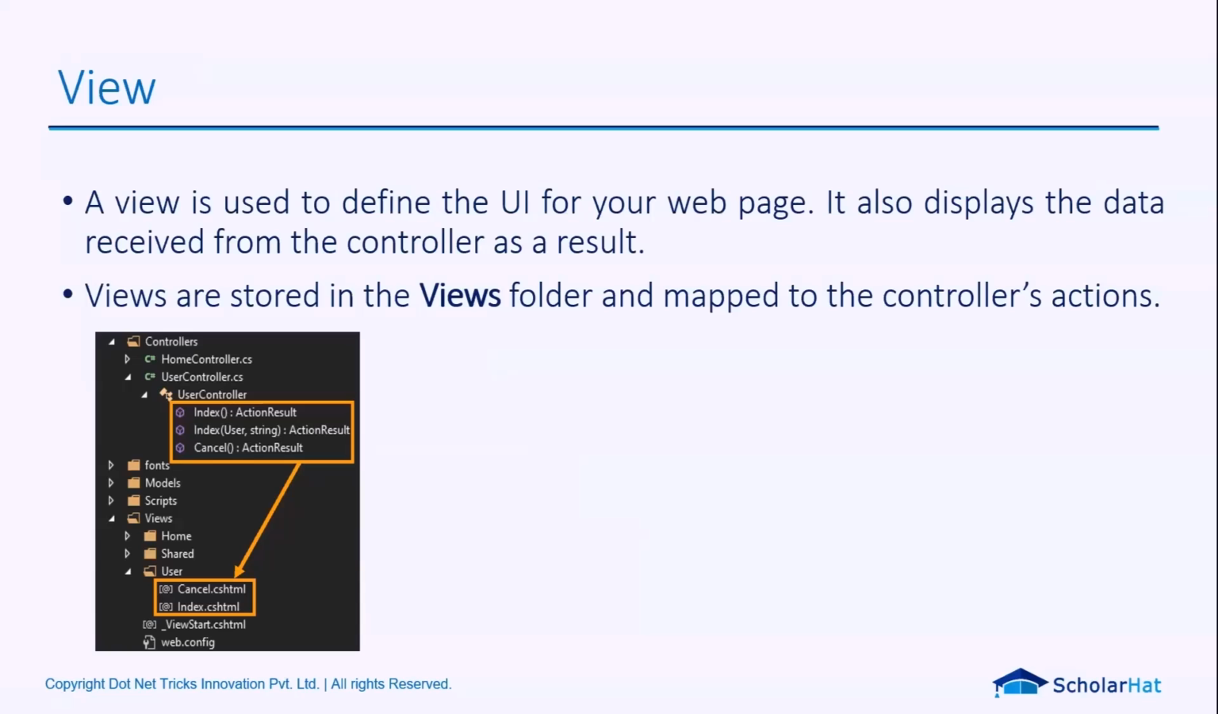Here, corresponding to each controller, we have a folder inside the Views folder. So here we have the user controller. For the user controller, we have a user folder. And whatever actions we have inside that, for those actions we have the mapping. So we have the index action, and the index action is mapped to the index file. The cancel action is mapped to the cancel file. So this is the mapping we have. This mapping is defined internally at the framework level, so we don't need to worry about it.